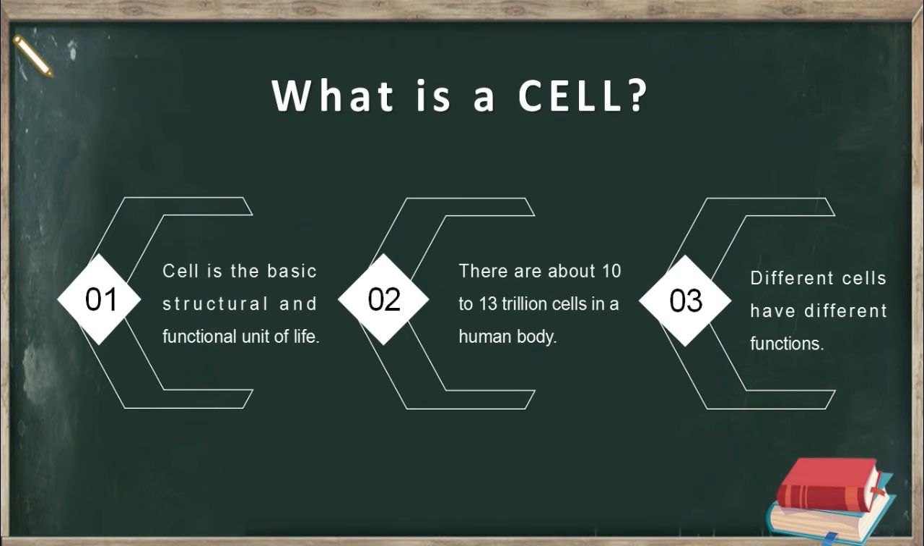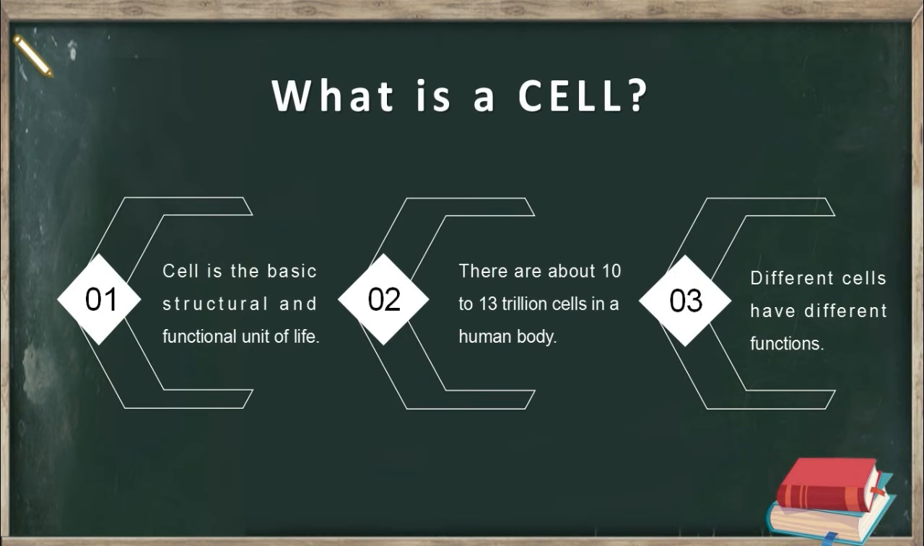Firstly, what is a cell? The cell is the basic structural and functional unit of life. They are also known as the building blocks of the body. There are about 10 to 13 trillion cells in a human body. Most living things are composed of different kinds of cells specialized to perform different functions. A liver cell, for example, does not have the same biochemical duties as a nerve cell.